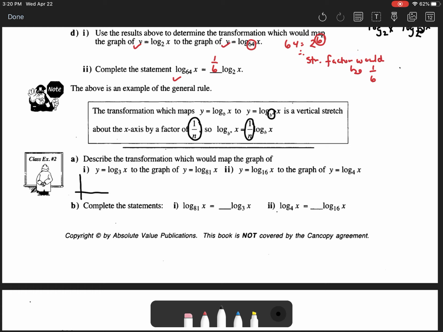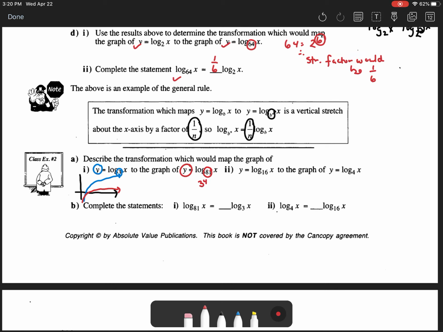Describe the transformation which would map the graph of log base 3 of x to log base 81 of x. Now remember, you always want to be sure of which graph you're going from and which graph you're going to end up at. So if I do log base 3 of x in blue, it's going to be like this. It's going to be further away from the x-axis when I compare it to log base 81 of x, right? Log base 81 of x is going to be way down here. So as a vertical stretch going from the blue to the red, you're not going to be stretching by a whole number. It's going to be a fraction.